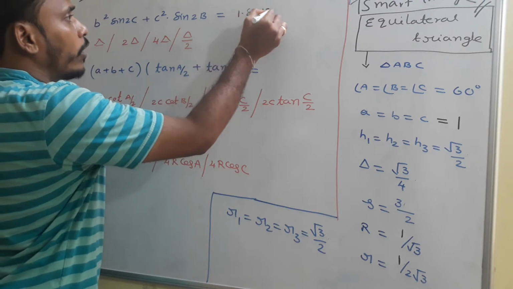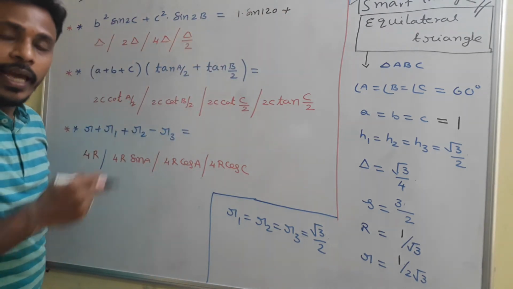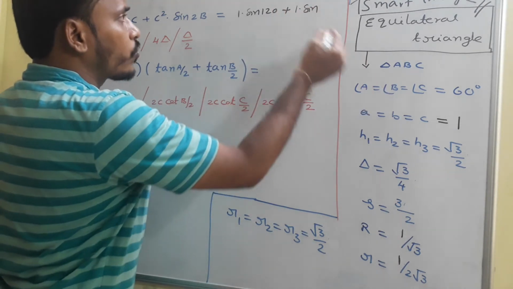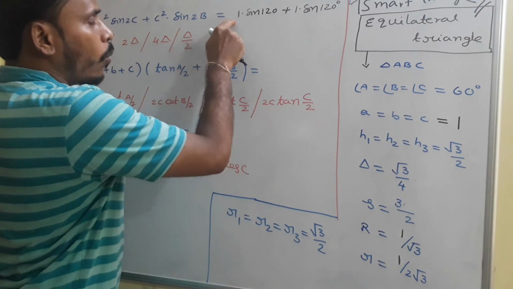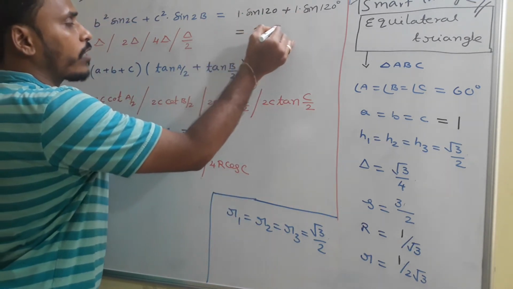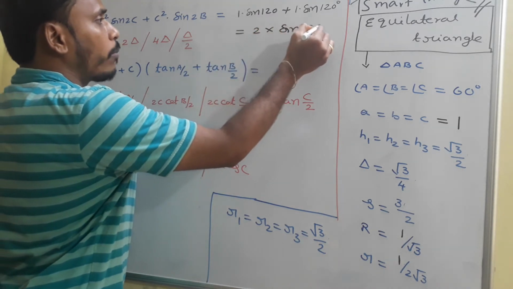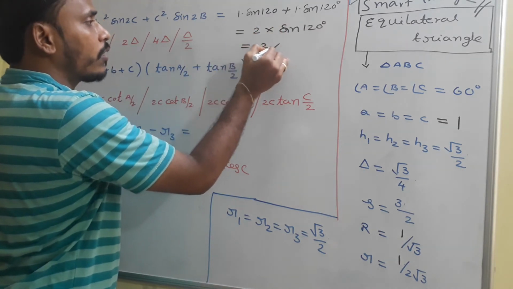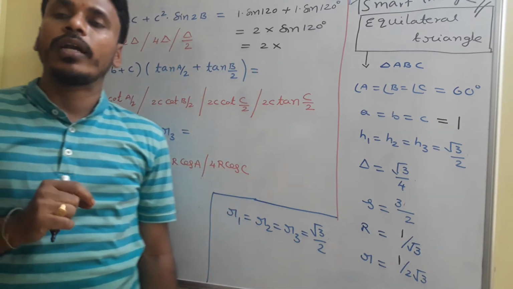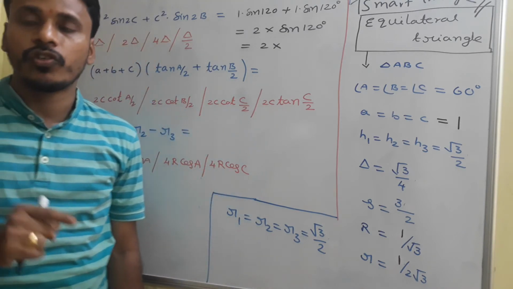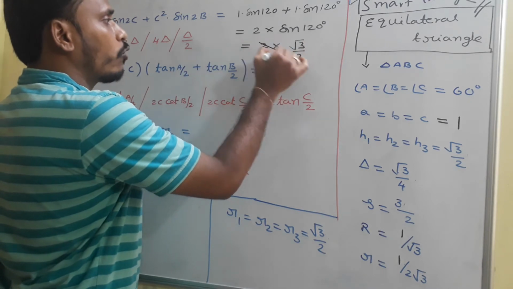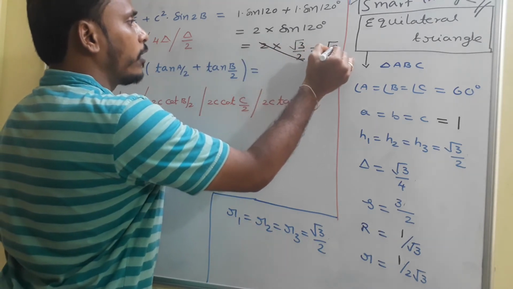1 into sine 120 plus c square. Again the side length is 1 because we are working with the smart triangle, so 1 into sine 120 again, since the angle is 60. So this is equal to 2 into sine 120. What do you know about the value of sine 120 degrees? Sine 120 is sine of 180 minus 60, which is sine 60, which is root 3 by 2. So this is equal to 2 into root 3 by 2. When you cancel out 2 and 2, that is root 3.